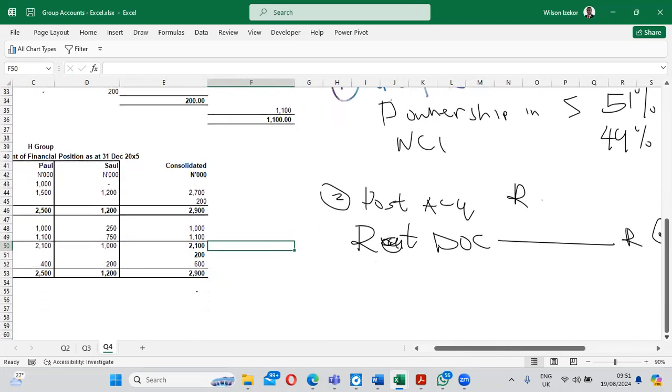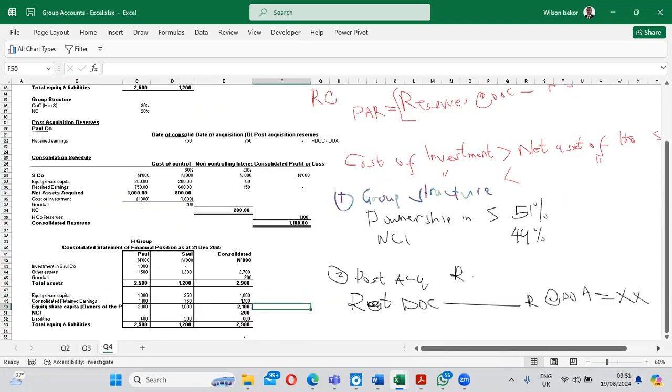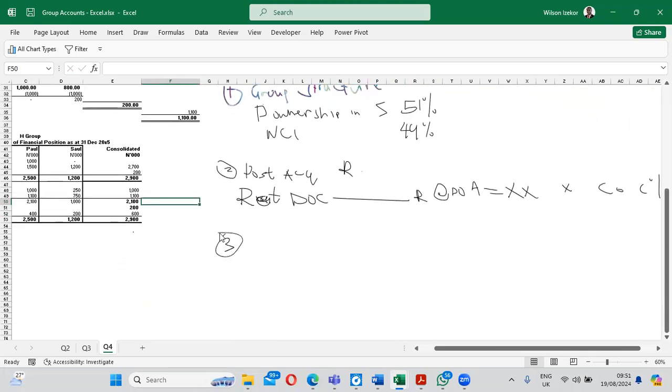And then we also went ahead to prepare our consolidation schedule. Number three, we went ahead to prepare our consolidation schedule. And what do we talk about in the consolidation schedule? First, we have to determine the net assets of the subsidiary at the date of acquisition, and then we compare it to the cost of the investment.